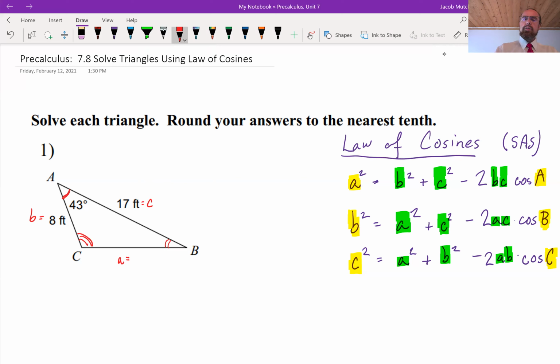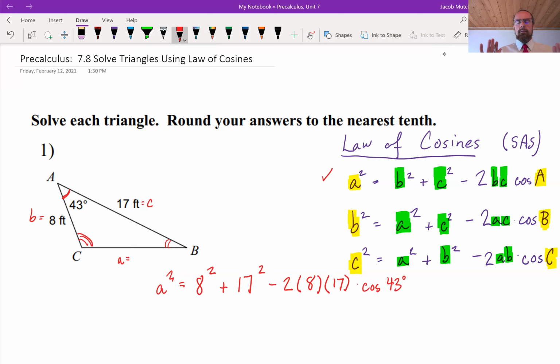And I'm just going to select the equation that starts A squared equals so forth. Now I do need two sides, so B and C, I need to fit them in here. So let's set up our equation for this triangle. It's going to be A squared equals, so I'm going to plug in for B 8 feet squared plus C, which is 17 feet squared, minus 2. And then remember, we repeat those lengths, 8 and 17, times cosine of angle A's measure, which is 43 degrees.